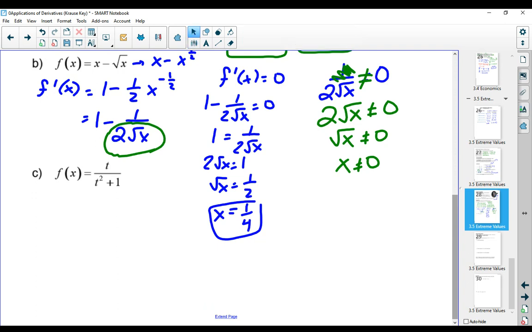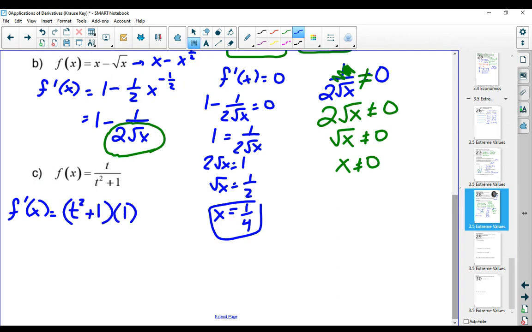And for the last one, we have f of x equals t over t squared plus 1. So I'm going to be using the quotient rule for this one rather than using the chain rule with the product rule. So if you remember with the quotient rule, we're going to have t squared plus 1 times the derivative of t, which is 1.